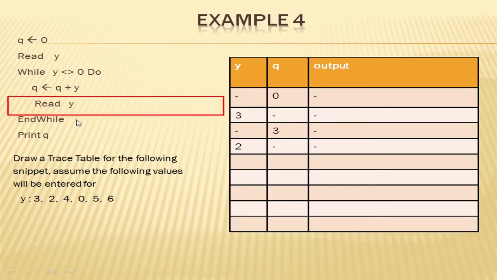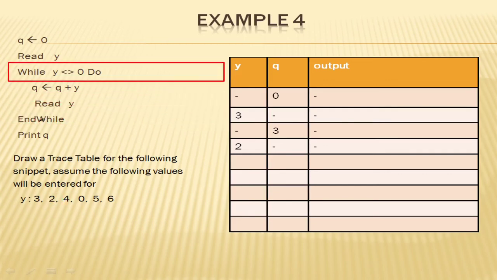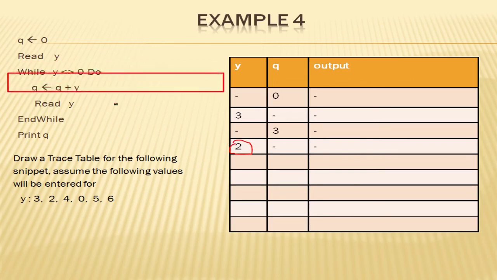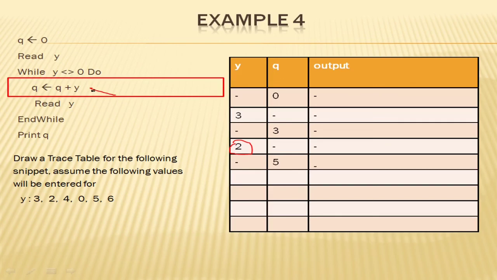So we'll move to the next row, which is the end while, and it's going to move back to the beginning of the while loop. Why? Because y is not equal to 0. The value of y is actually 2 based on the last input here, so the condition to stop is not true. So it's going to move down one more time to this line now.